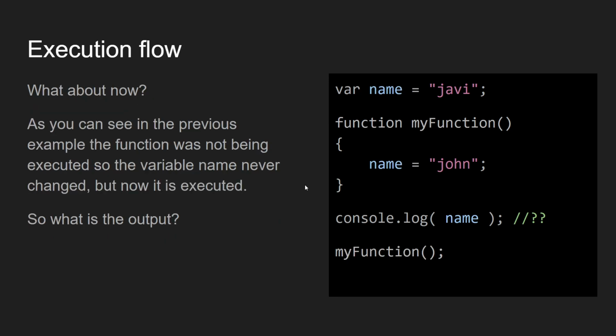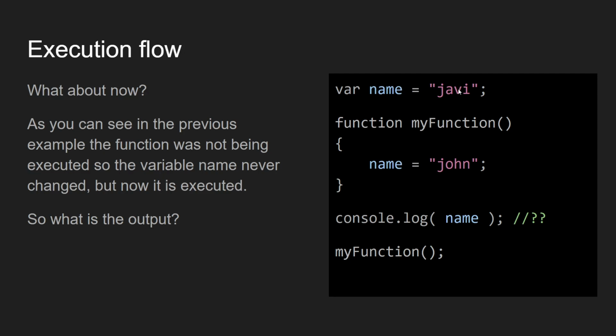Let's make it a little bit more complicated. Imagine that I do this. I define the name Javi, I have a function that does console log name, and then I call this function. Again, if you are used to programming, you will see that this is going to output Javi again. Why? Because it's going to define this function, not execute it yet. Then it's going to execute this line, which prints the current state of name, which is Javi, and then it's going to call my function, which is going to change the name, but the name has already been printed, so it still will be Javi.